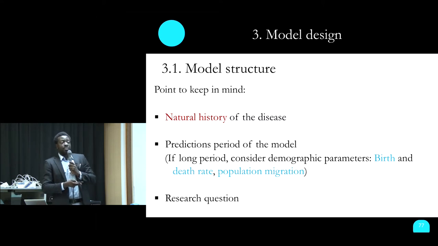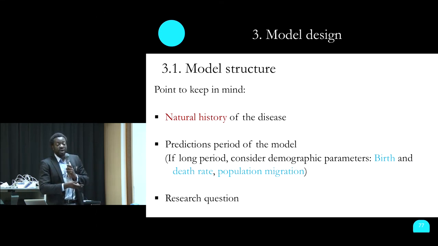For example, if you want to make predictions over the long term, for example 2 or 5 or 10 years, you will need to consider factors like birth and death rates and population migration, because they are likely to affect the characteristics of your population. So it's really important to consider the demographic parameters here. But for our research question, we make it simple. There is no birth, no death, and no population migration.